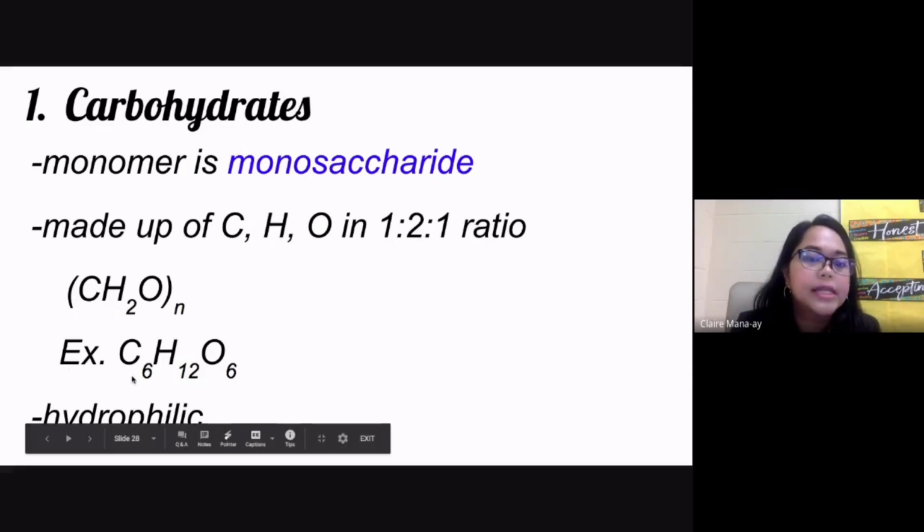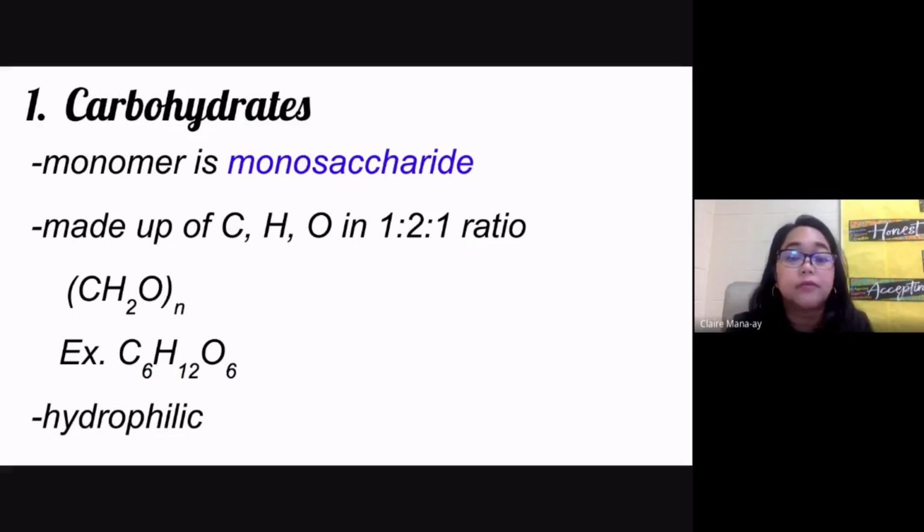So say in your example here, this is your glucose. Okay, so you have 6 carbon atoms. You also have 6 atoms of oxygen. And of course, you double that number for your hydrogen atoms. Okay, so you have C6H12O6, glucose, which is of course the sugar that is formed through photosynthesis in your plants.